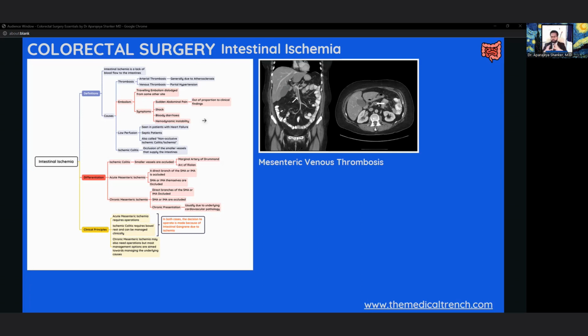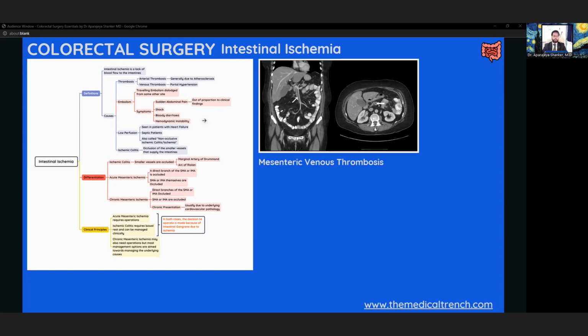Now, the final cause is something called ischemic colitis. So ischemic colitis essentially occurs when there is some kind of underlying infection or inflammatory condition in which the smaller blood vessels that supply the rest of the colon are inflamed or damaged, and because of this, there's not enough blood flow to the affected colon.